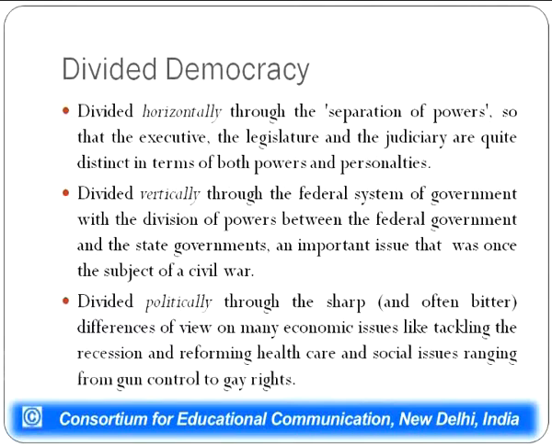So if we look at the United States democracy by and large, it appears to be a divided democracy. And why do we call it a divided democracy? The reasons are that it is divided horizontally, it is divided vertically, and it is divided politically. Then if you look at how the horizontal division has taken place, this is a concept called separation of power.